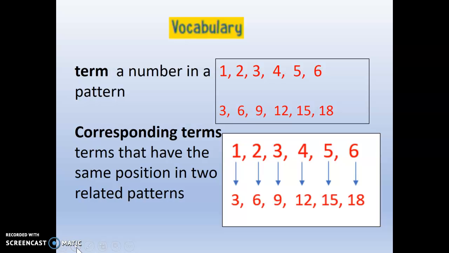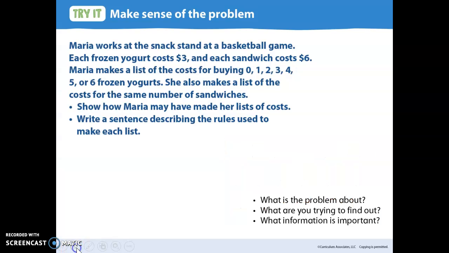So if you look at the patterns that I have in the box, 1, 2, 3, 4, 5, 6, those are each different terms in that pattern, or 3, 6, 9, 12, 15, and 18. The second one is corresponding terms. Now, corresponding is where the terms are in the same position on two related patterns. So we have two patterns here, and we're relating the first term, 1 and 3, or the third term, 3 and 9, or the fifth term, 5 and 15. So those are called corresponding terms.